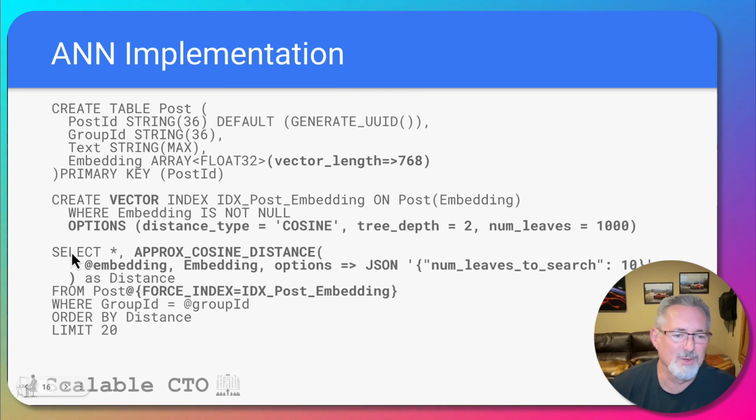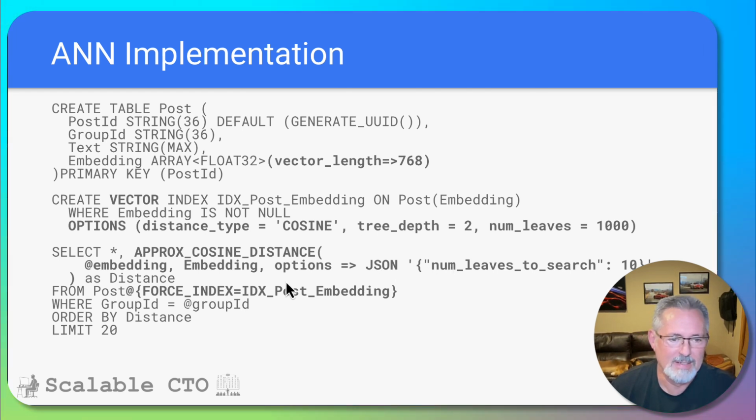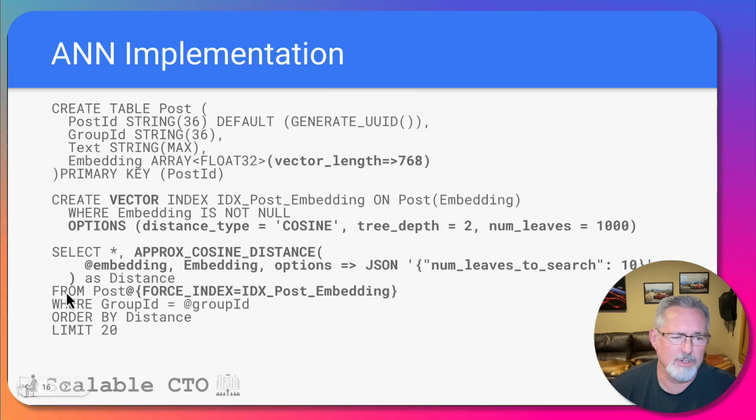And then when you go to run the query, you're going to run this approximate cosine distance function, which again is going to take some more parameters. So it's going to take the embedding passed in parameter and the embedding from the record, and then more options. So like number of leaves to search. So again, more sort of expertise required to make this work. And then we're going to force it to use that index. So we're going to do from post, and we're going to tell it has to use this index to solve this problem, which means it's going to use that index first.